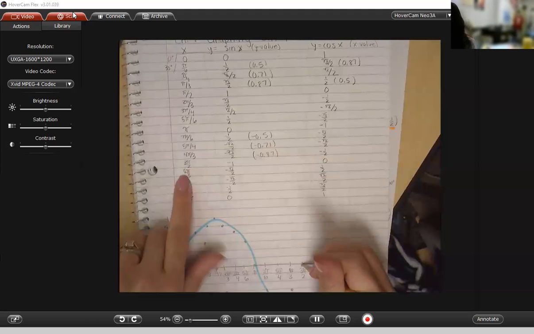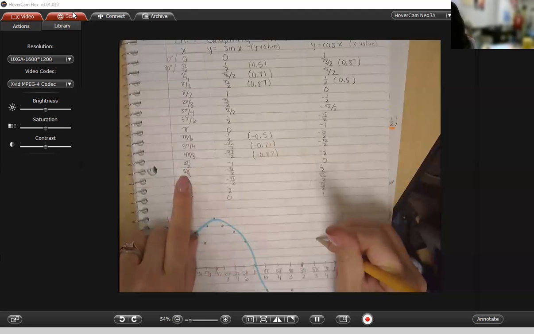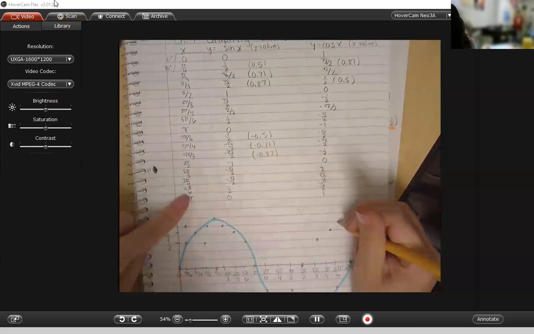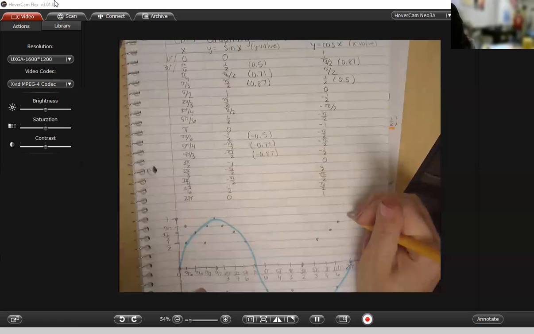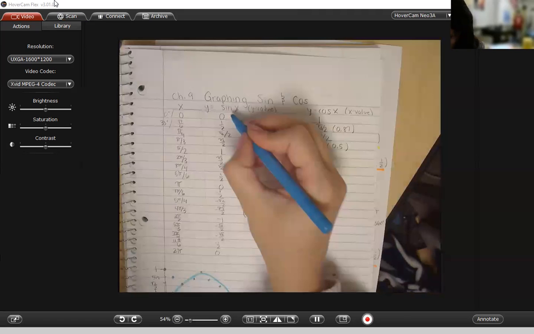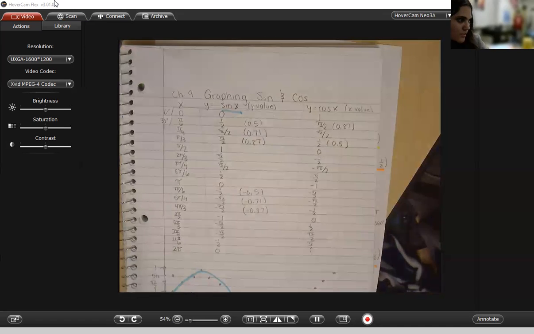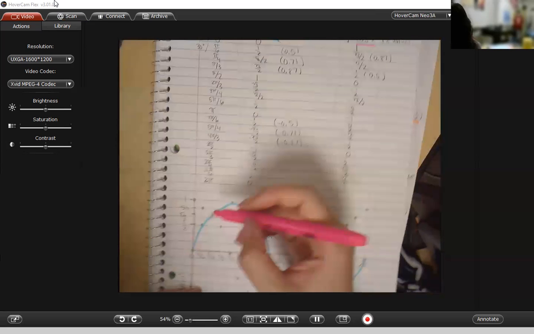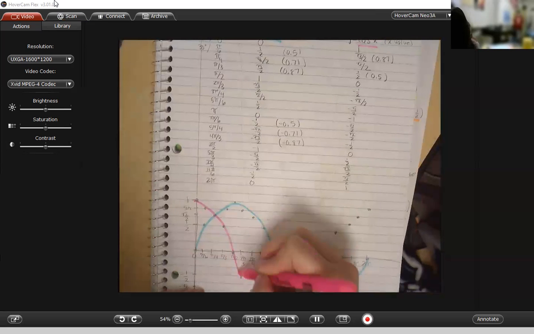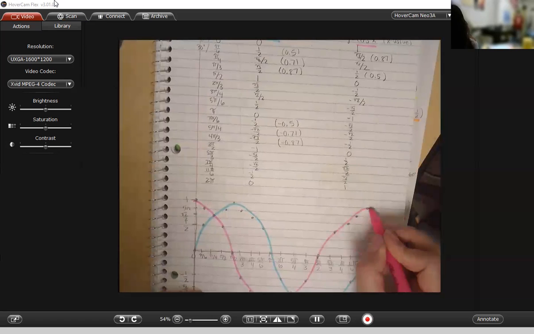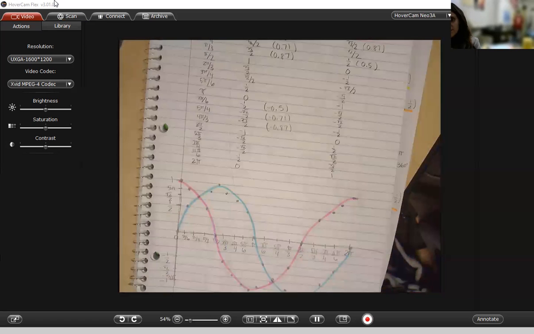At 5 pi over 3, I'm back to positive 1/2. 7 pi over 4, I'm at rad 2 over 2. 11 pi over 6, I'm at rad 3 over 2. And at 2 pi, I'm back to 1. So I did the sine in blue. I'll do the cosine in pink. Just kind of connect my dots. So you can see the graphs of sine x and cosine x.